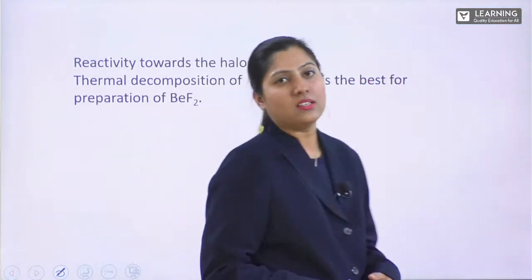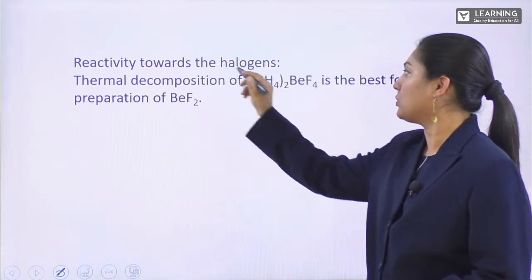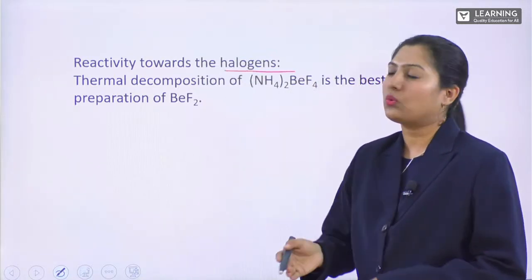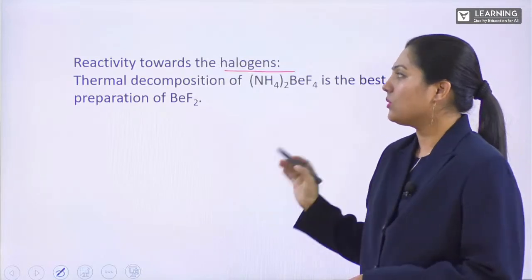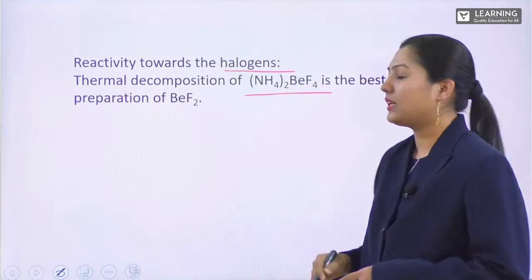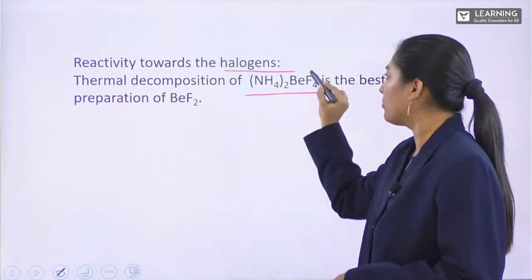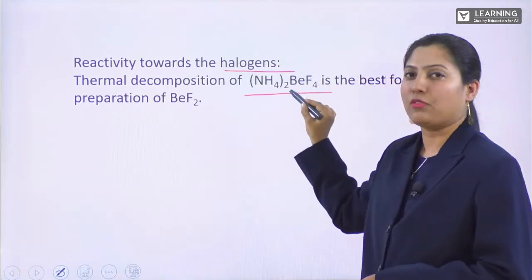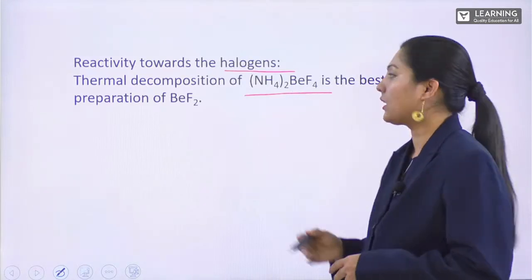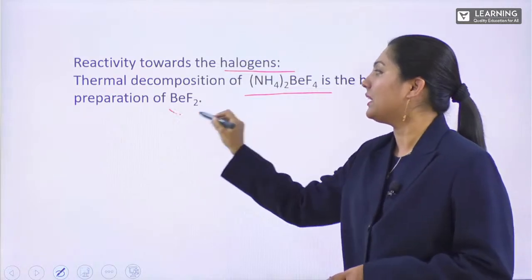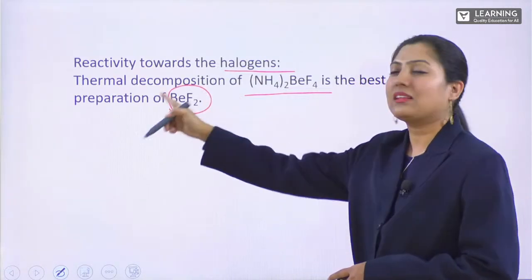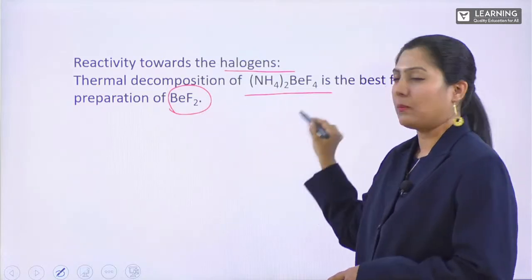Next, we have the reactivity towards halogens. Even these second group elements react with halogens. Beryllium fluoride is not easily formed, because fluorine is highly reactive and it will be in a complex, right? So how do we form beryllium fluoride? We can prepare beryllium fluoride by thermal decomposition of ammonium beryllium fluoride complex.